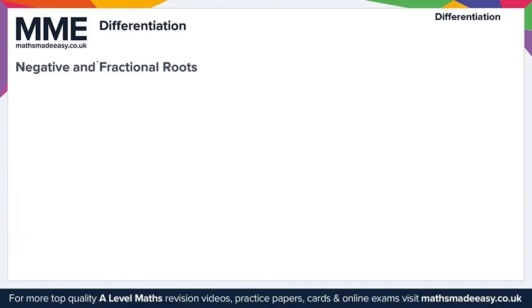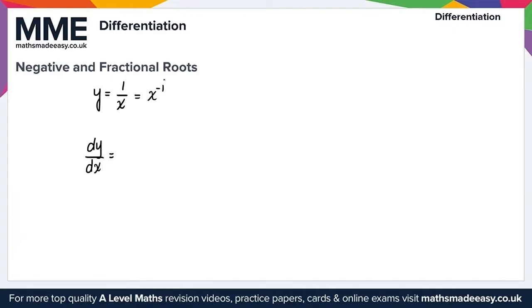We can simply extend our rule and formula here for differentiation when working with negative and fractional roots. So for example, if we have y equals 1 over x, and we wanted to find the differential of this with respect to x, that would give us dy by dx. Now here, to differentiate this, we need to write this in index notation. And being confident with indices is a real crucial skill for differentiation. So here, 1 over x, we can simply write that as x to the minus 1.